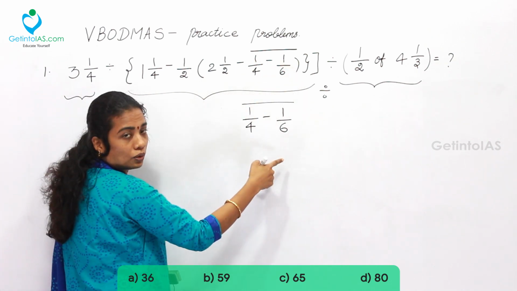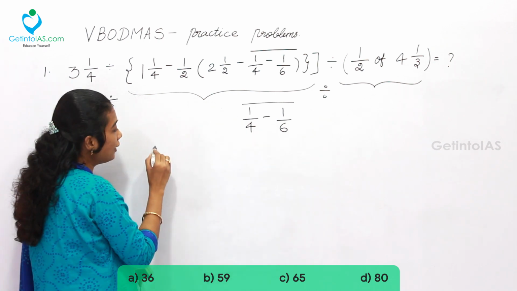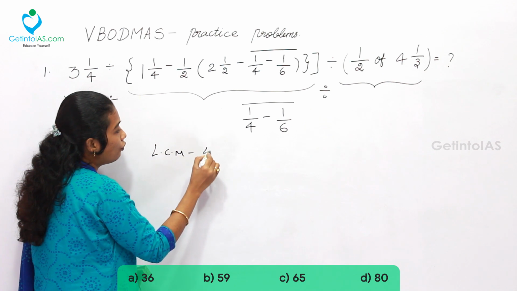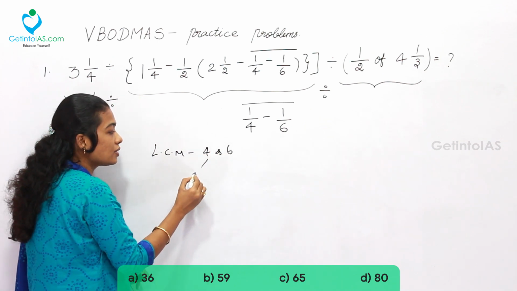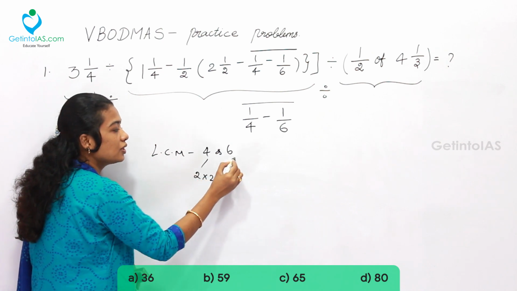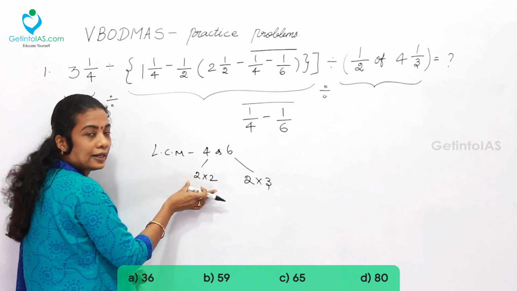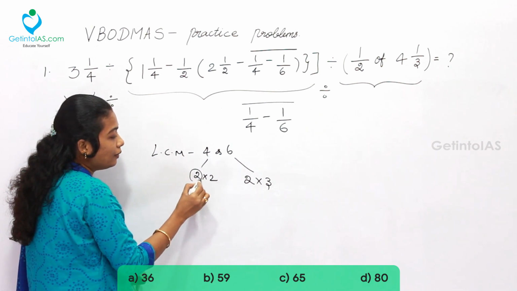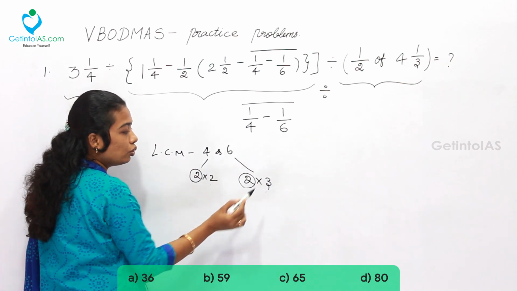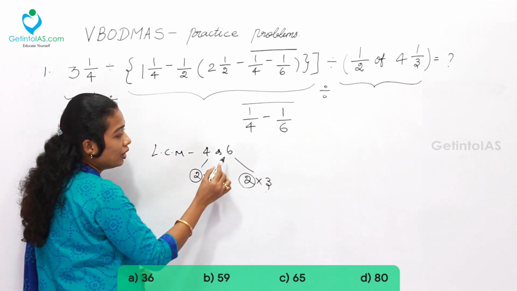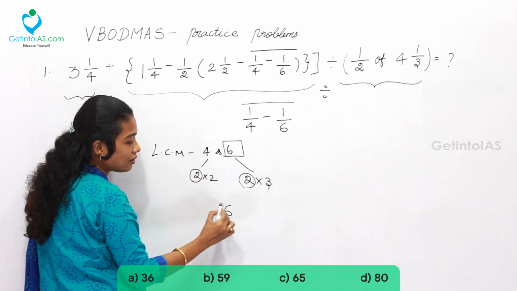So 1 by 4 minus 1 by 6, both are fractions with different denominators. So take the LCM of 4 and 6. What is the LCM of 4 and 6? Simply, 4 is 2 into 2, 6 is 2 into 3. You want to factorize it like that. Afterwards, take the common numbers, just circle it. What is the excess number? 2 and 3.